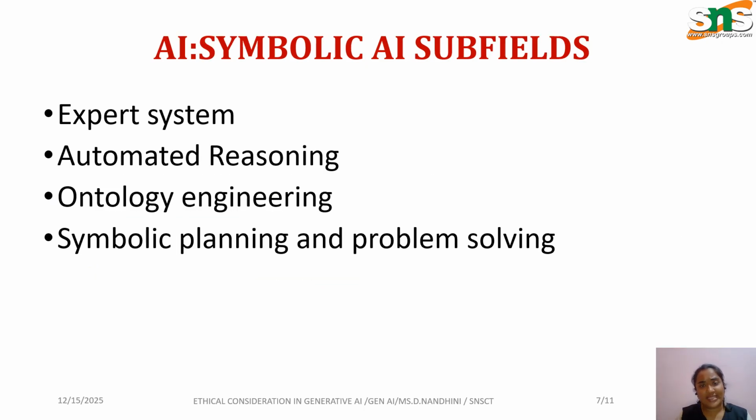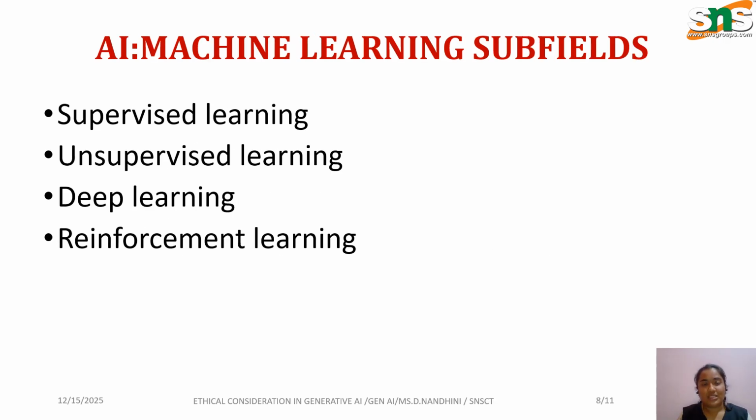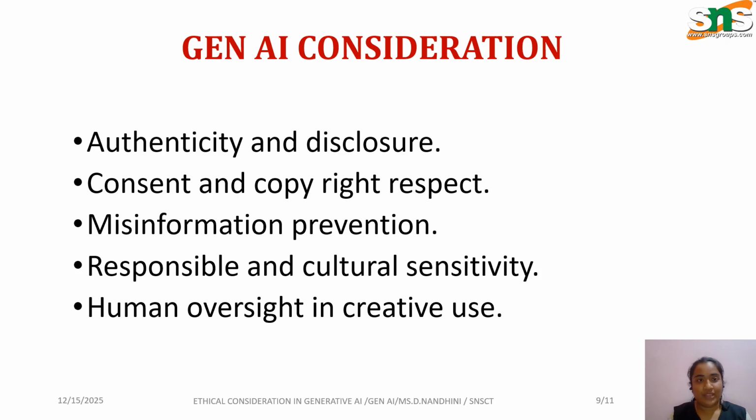So, symbolic AI subfields. There are some subfields in symbolic AI. Expert systems, automated reasoning, ontology engineering, symbolic planning and problem solving are some of the subfields of symbolic AI. Some of the subfields of machine learning AI: supervised learning, unsupervised learning, deep learning, reinforcement learning. Next one is Gen AI considerations. Gen AI considers authenticity and disclosure, consent and copyright respect, misinformation prevention, responsibility and cultural sensitivity, human oversight and creative uses.